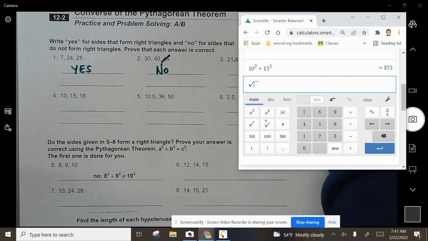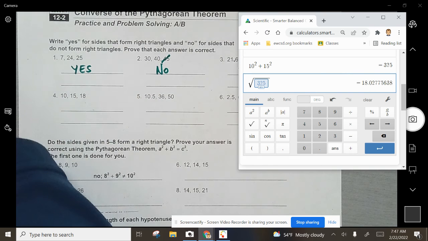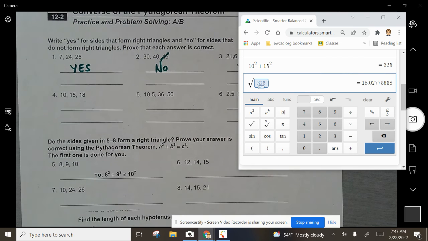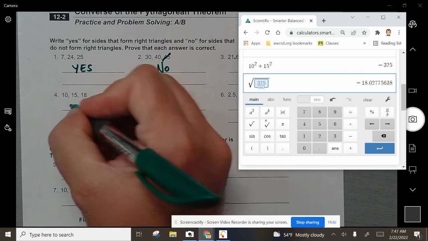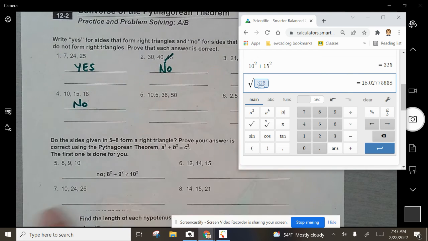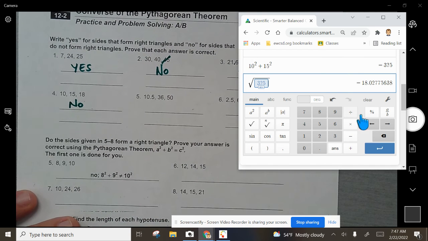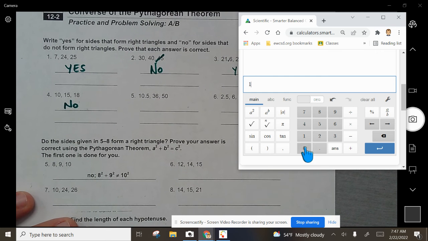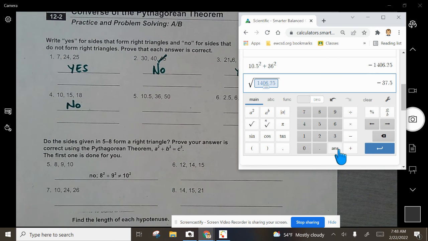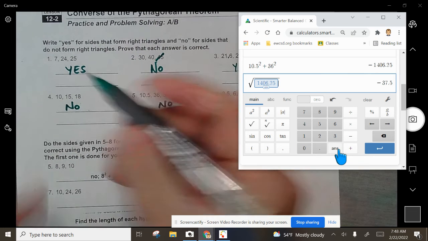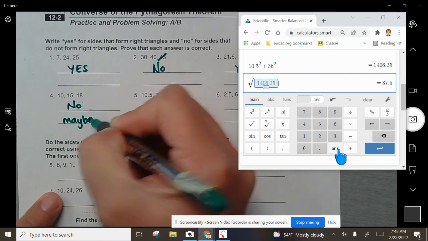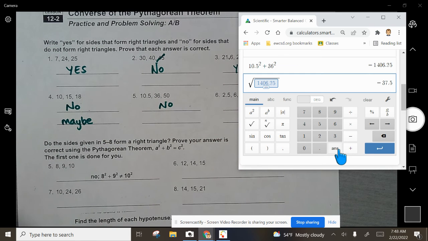All right, and then we're going to go square root of the answer. This one's kind of tough. It's not exact, so I would say no. It's close, but it's 18.02, not exactly 18. I know that's a tough one. It's got to be perfectly exact. I'm not sure what they put as the answer on that one. I'll look in the book for that one. That was a maybe. I still don't think it is, though.